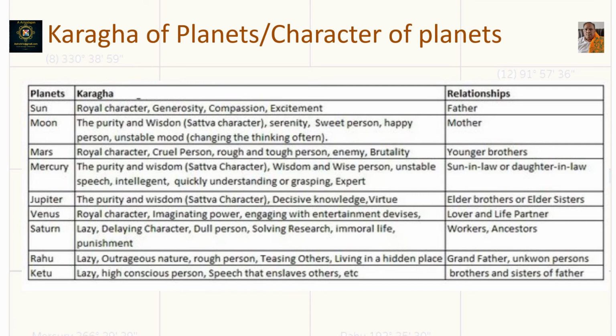And Rahu lives in hidden places, because we know that it is the intersection point of the sun and moon paths. So grandfather is referred to Rahu. Unknown persons are also referred to Rahu. Then Ketu is also lazy but a highly conscious person. Generally Ketu is a Jnana Karaka. They call it Jnana Karaka. And speech that ensures others. So they are polite and so on. So brothers, sisters, father are referred to Ketu. So this is the character of the planets, just for basic understanding.